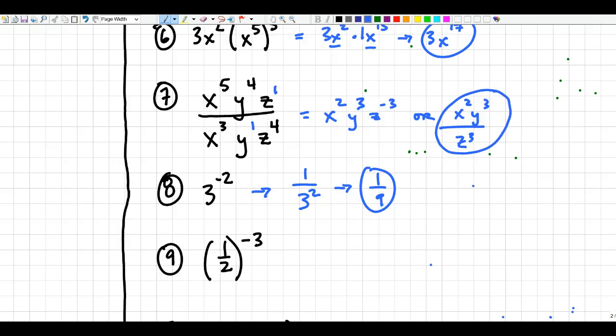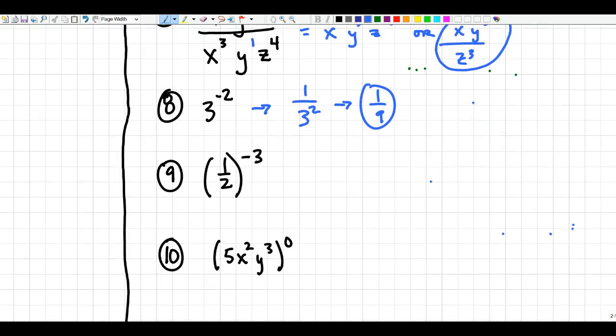Now what do you do if the base is already a fraction, like in number 9? You do just what you did in number 8. You need the reciprocal of 1/2. So we had a 3 in number 8. The reciprocal of that is 1/3. In number 9 we have a 1/2. The reciprocal of that is 2. As soon as the base gets flipped over, the power becomes positive. So I flipped it over. It's now positive. 2 to the 3rd is 2 times 2 times 2, which is 8.